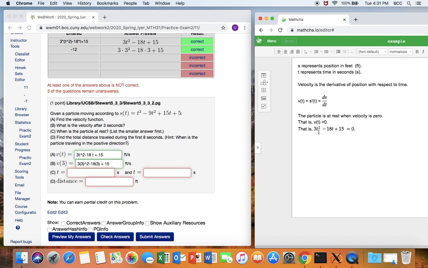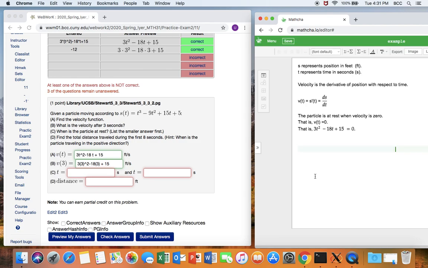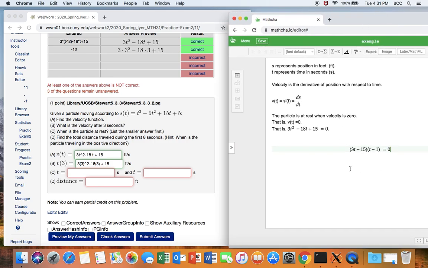Well, this is a quadratic, if we could factor it. I hope you know how to factor, guys. So, you can quickly factor this. 3 times (t minus 5) times (t minus 1) equals 0. All right. Check my work. Once you factor this, you could have pulled out a 3 common right there.